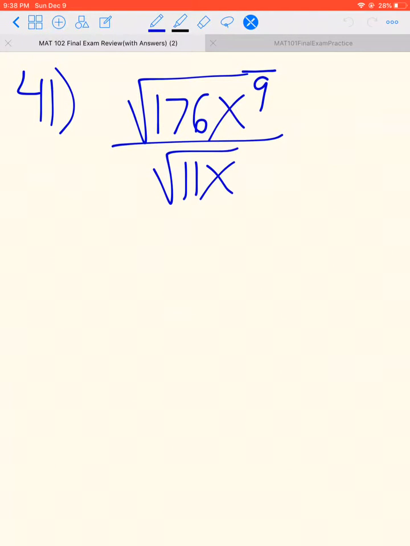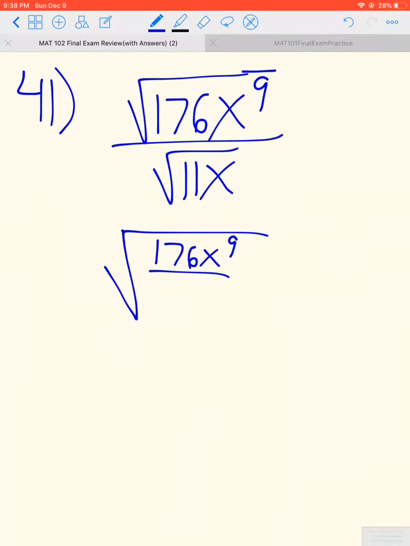In 41, we want to simplify this as well. There's a property of square roots that says if you have a square root of a numerator divided by a square root of the denominator, so that's the quotient of two radicals, that's the same thing as the radical of the quotient. So this is the square root of 176 x to the 9th divided by 11x.